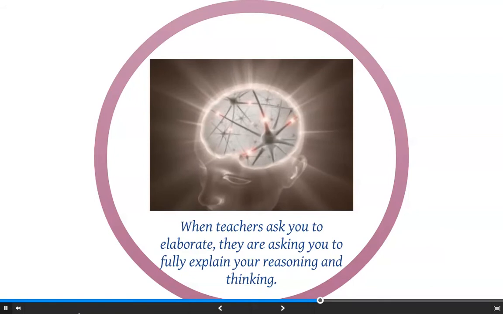It is really important to know that when a teacher asks you to elaborate, they're asking you to fully explain your reason and your thinking.